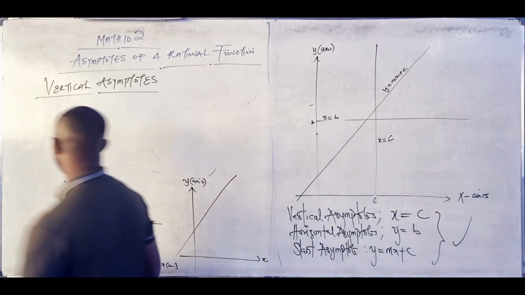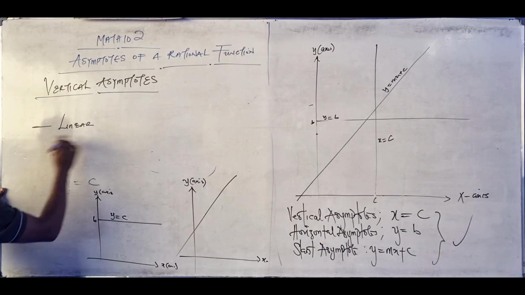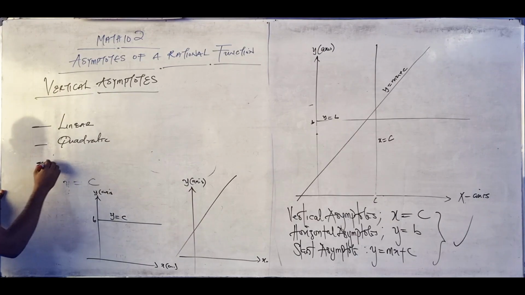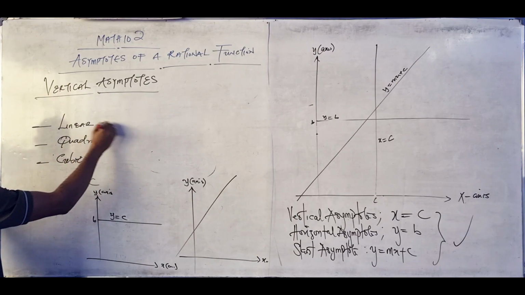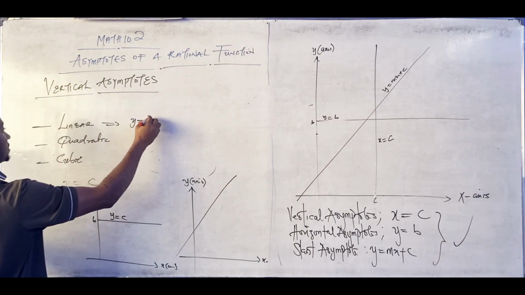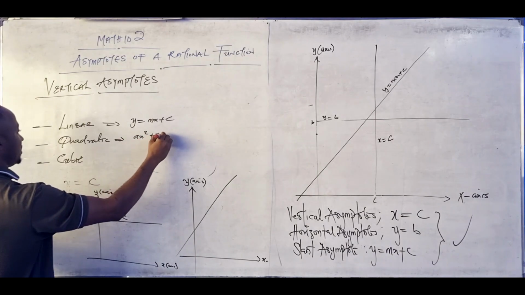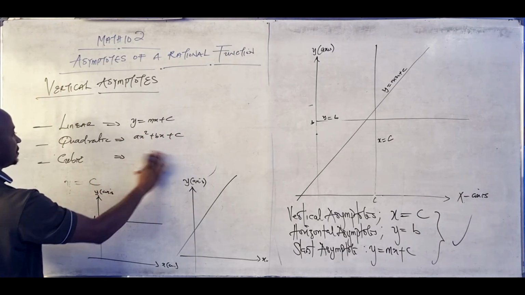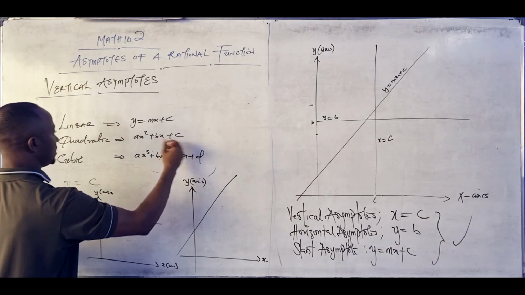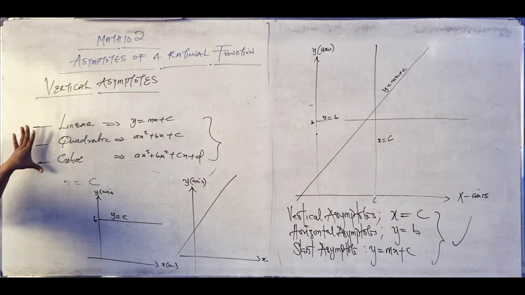What's the polynomial? You know, we say we have three types. We have the linear, right? We have the quadratic, right? And what again? The cubic. Is that not? What's the general form of linear? We have y equals mx plus c. What about quadratic? ax squared plus bx plus c. What about cubic? ax cubed plus bx squared plus cx plus d. We cannot have asymptotes of a polynomial.